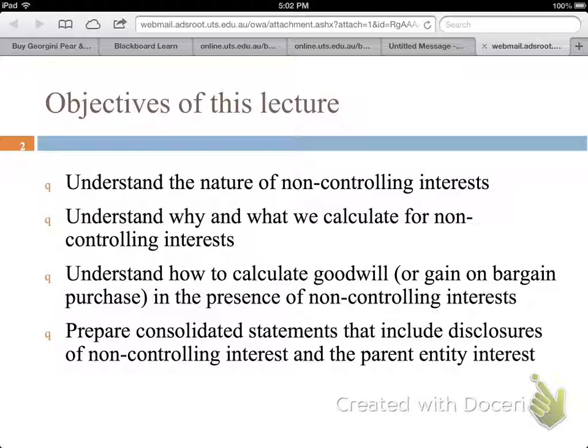So the objectives are as follows. First, to understand the nature of non-controlling interests. Next, to identify why and how we calculate non-controlling interests. We're also going to look at the calculation of goodwill in the presence of non-controlling interests. And finally, we're going to prepare consolidated statements that include disclosures of non-controlling interests and the parent entity interests.